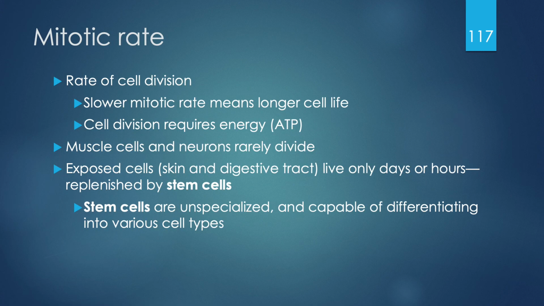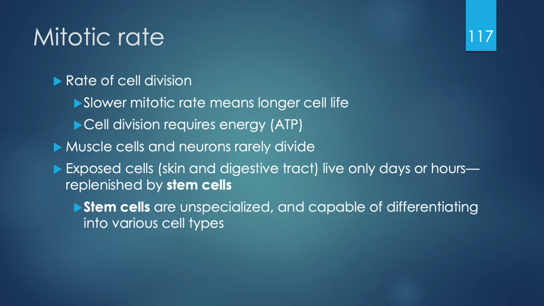The mitotic rate is really just the rate of cell division. So a faster mitotic rate means a shorter cell life, whereas a longer mitotic rate means a longer cell life. Cell division requires energy in the form of ATP, and every time a cell divides, there's a potential for something to go wrong. And if something goes wrong in that cell division and there's a mutation, it could result in a malignancy.